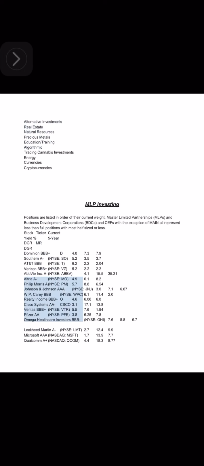MLP investing. Positions are listed in order of their current weight. Master Limited Partnerships (MLPs), Business Development Corporations (BDCs), and CEFs, with the exception of Maynard, represent less than full positions, with most half-sized or less. Stock ticker, current yield percent, 5-year DGR. Dominion BBB plus D, Southern NYSE: SO, AT&T BBB NYSE: T, Verizon BBB plus NYSE: VZ, AbbVie Incorporated NYSE: ABBV 4.1.